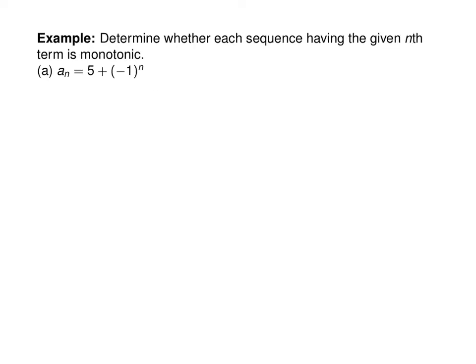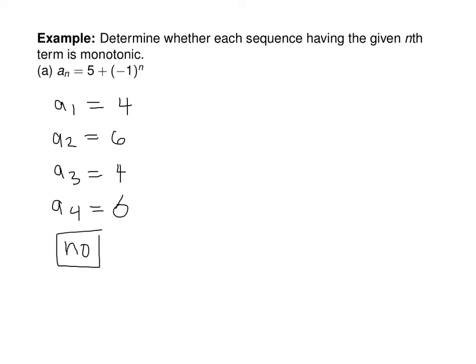To determine whether this sequence is monotonic, let's just find the first few values. A sub 1 will be equal to negative 1 to the 5 plus negative 1, which is 4. A sub 2 will equal 6. A sub 3, we're going to go back to 4. A sub 4, we're going to go back to 6. So this sequence is not monotonic.